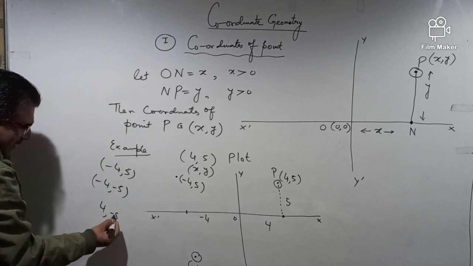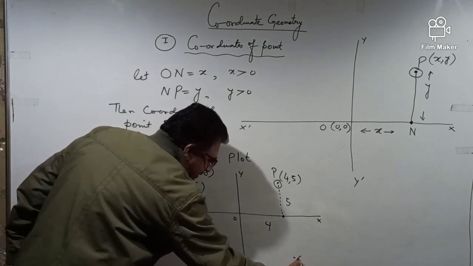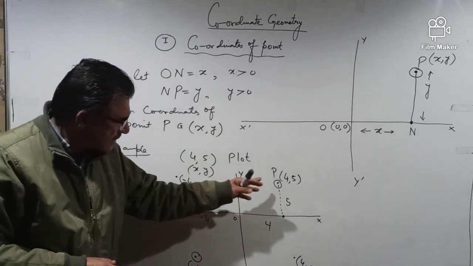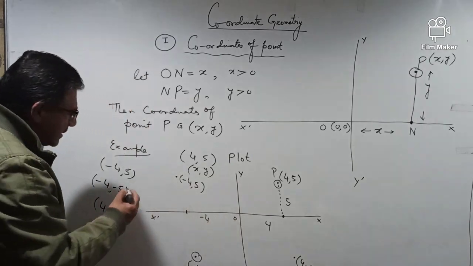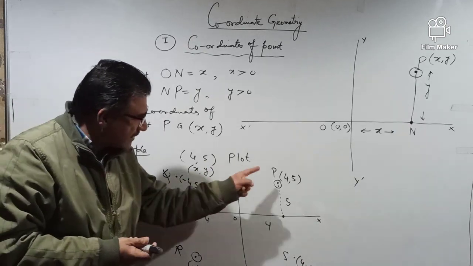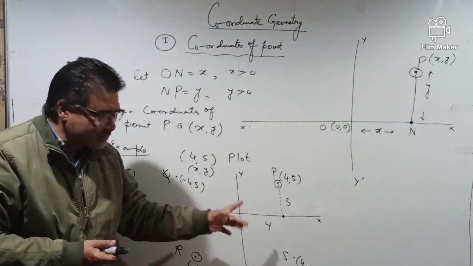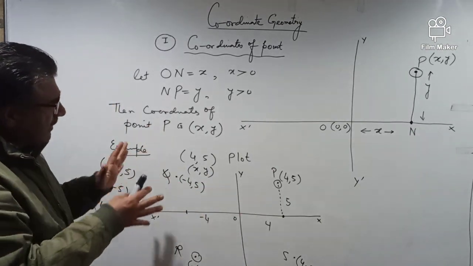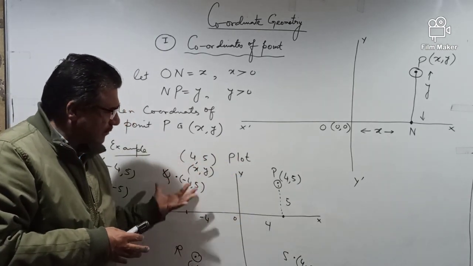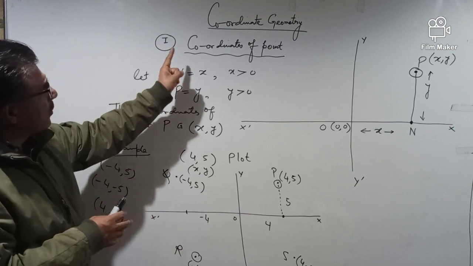If I have 4 and minus 5, I will go 4. 4 is positive. So I will go 4 in this direction, and then downwards, minus 5. So these are the different points, coordinates of different points. Say P, say Q, say R, and say S. This point is in the first quadrant, this point is in the second quadrant, this point is in the third quadrant, and this point is in the fourth quadrant. In this way, we can plot any point on the Cartesian system of coordinates. These are called the Cartesian system of coordinates. So this is coordinates of the point.